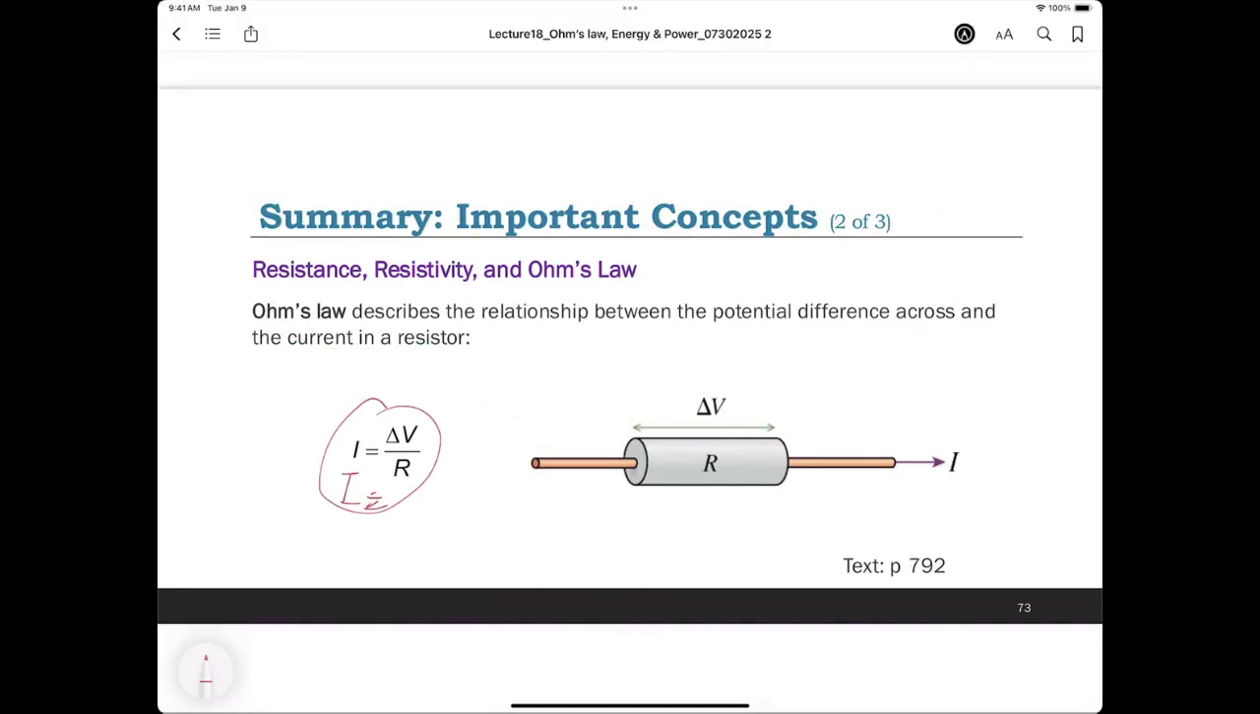And then we talk about Ohm's law. Ohm's law describes the relationship between the potential difference across and the current in a resistor. This is Ohm's law: the current equals the electric potential difference divided by R.